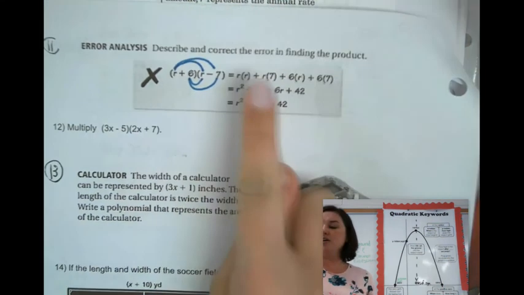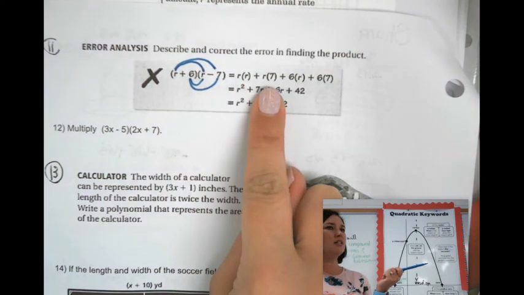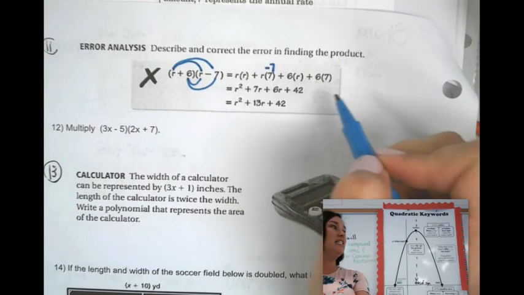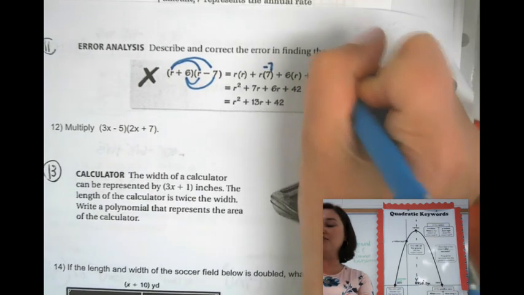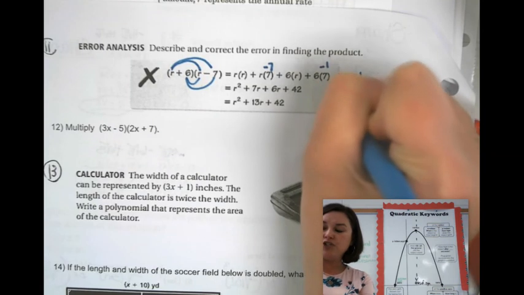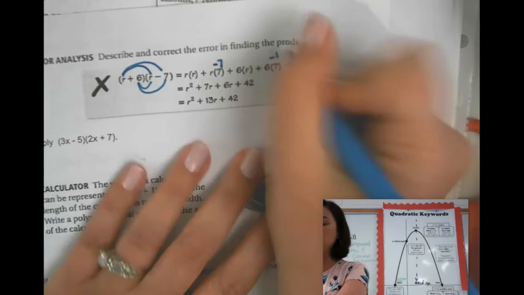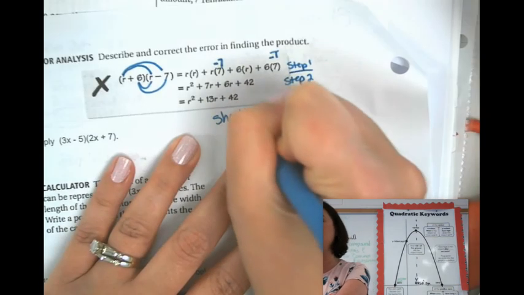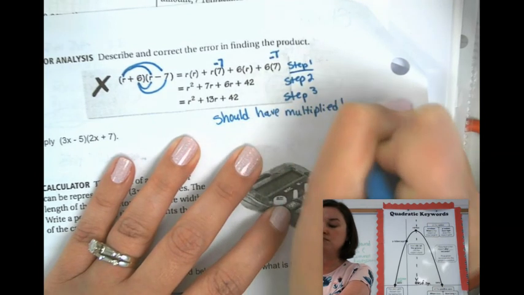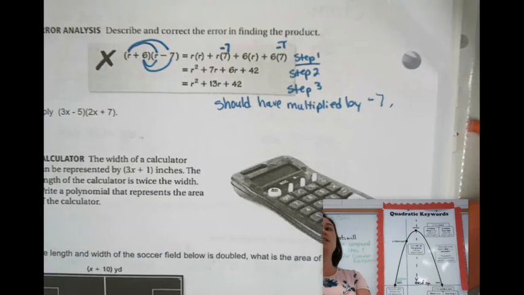All right, so let's look. They did R times R, and then they did R times 7. Is that what she said? What did she say? She said -7. Same thing happened over here. They did 6 times 7 instead of 6 times -7. So if I called this step 1, step 2, and step 3, which step would you say they made their mistake in? Step 1. They should have multiplied by -7. The rest of it looks good for what they did wrong, but they messed up on the very first step.